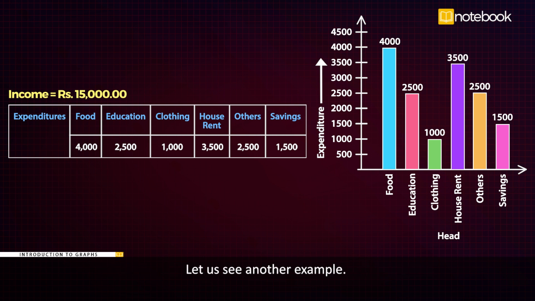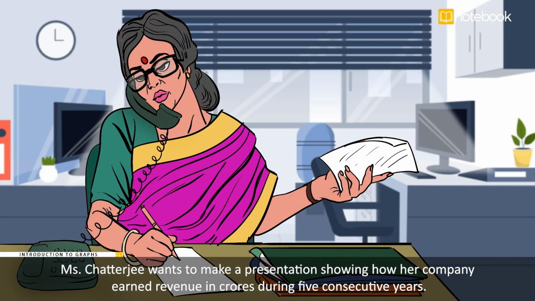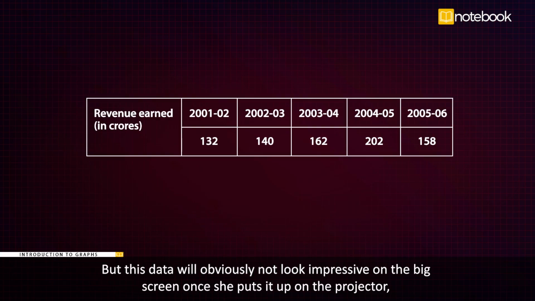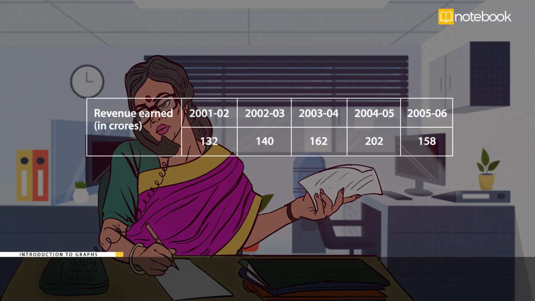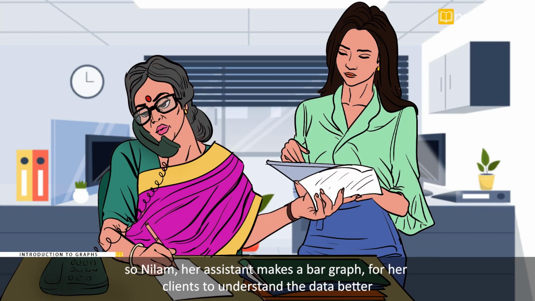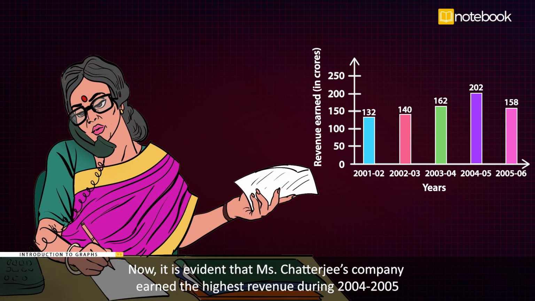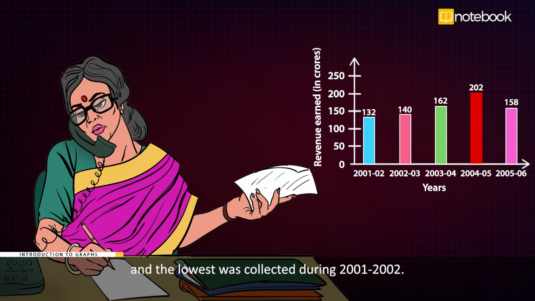Let us see another example. Ms. Chatterjee wants to make a presentation showing how her company earned revenue in crores during 5 consecutive years. She has listed a set of data as shown, but this data will obviously not look impressive on the big screen once she puts it up on the projector. So Neelam, her assistant, makes a bar graph for her clients to understand the data better, and it looks something like this. Now, it is evident that Ms. Chatterjee's company earned the highest revenue during 2004 to 2005, and the lowest was collected during 2001 to 2002.